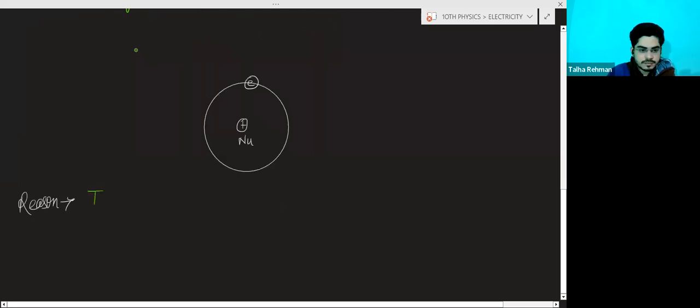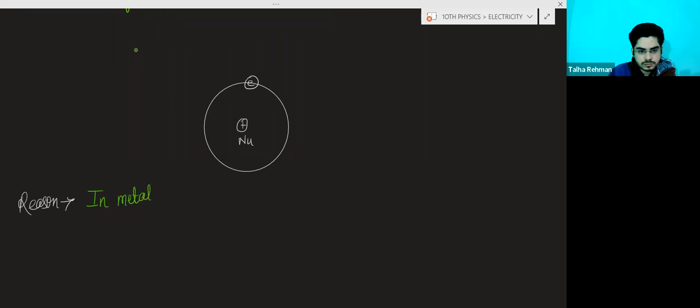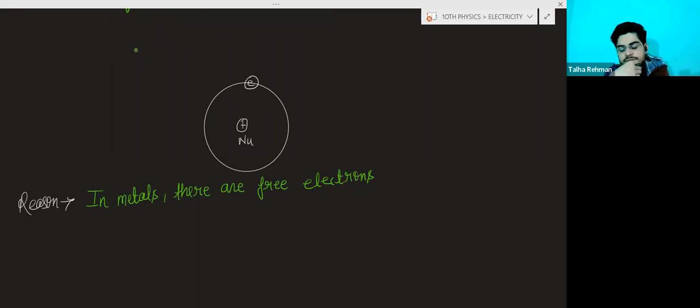So what happens in metals? In metals, there are free electrons. What is the meaning of the free electrons? Loosely held by the nucleus. So these are the free electrons, and these free electrons are responsible for the current to flow through the conductor.